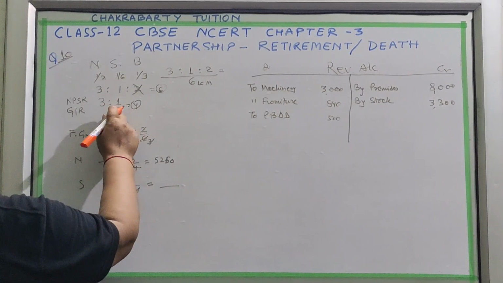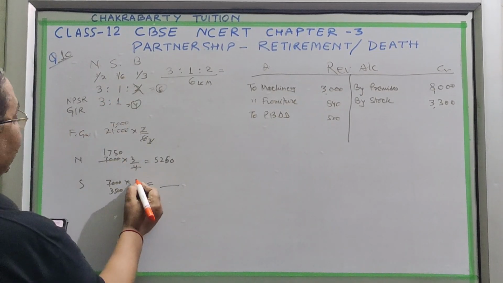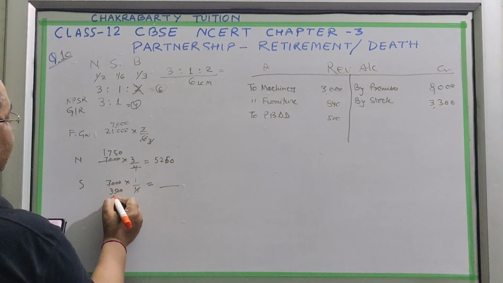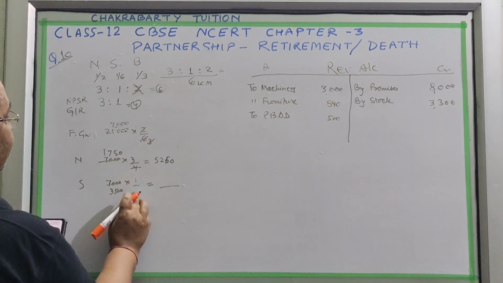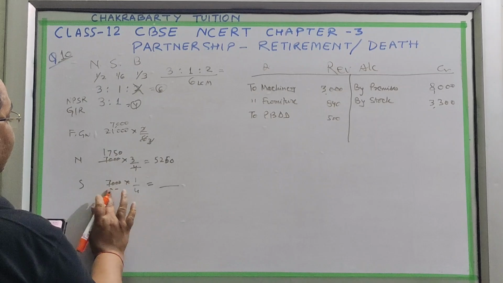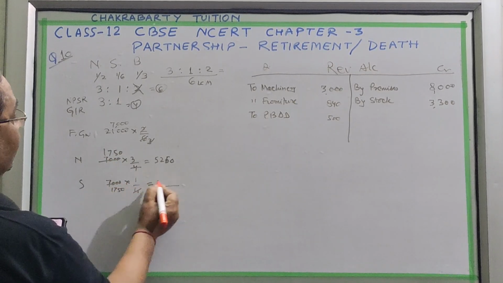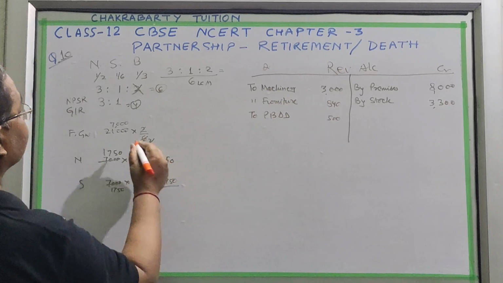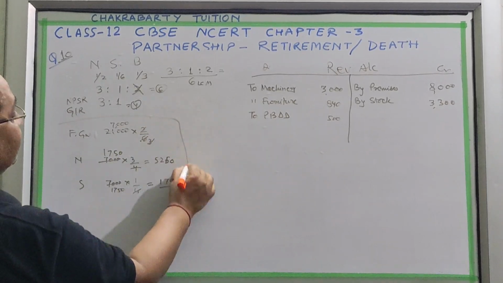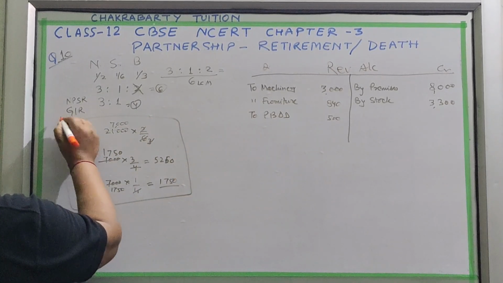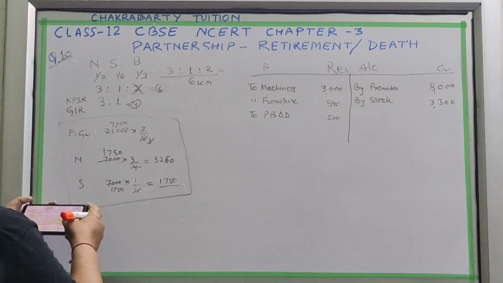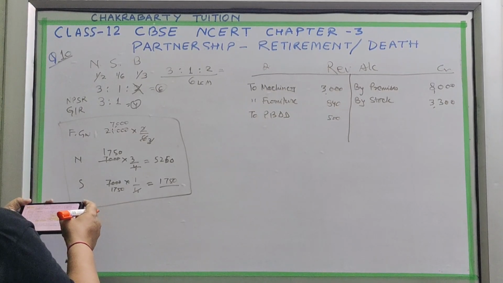So his share will be 3 by 4 and 1 by 4. 1 by 4 means if you cut by 4, it will become 1750. So 1750. This is the breakup for goodwill. When that portion comes, we will write it. The continuing partners have decided to.